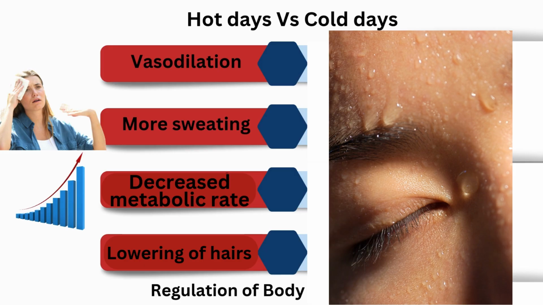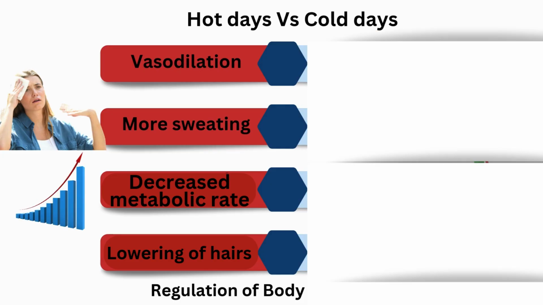Number 2 is sweating. In humans, the sweat gland becomes very active on a hot day and produces large amount of sweat. This sweat flows out of the surface of the skin. As this sweat evaporates, heat from the body is cooled down by the sweat. Number 3, decrease in metabolic rate. The body slows down in its metabolic activities to reduce metabolic rates and produce less heat.